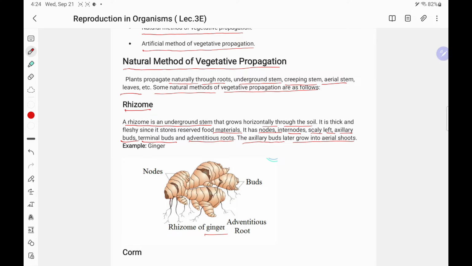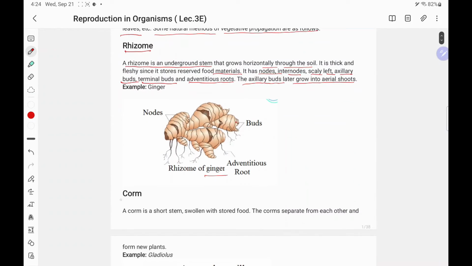Example: see, these are the buds of ginger. Nodes, and in between nodes are called internodes, and axillary buds. These axillary buds later grow into aerial shoots and make a new plant.